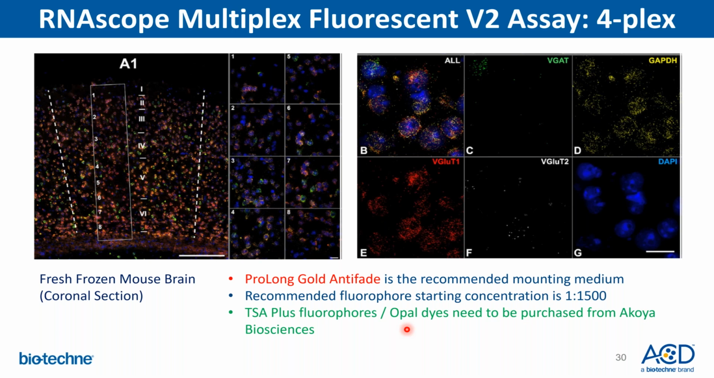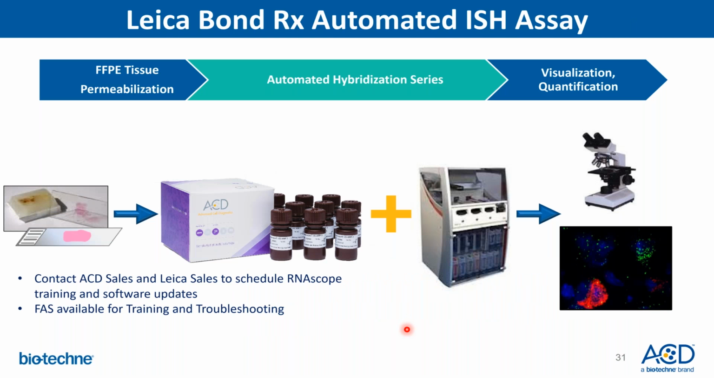We'll now switch gears slightly and look at the workflow on the automated platform, which in this case is the Leica Bond RX. So shown here is a pictorial representation of the workflow. It remains very similar to the manual part of it, wherein you have the tissue permeabilization followed by hybridization series for probes and amplification, and then visualization and quantification.